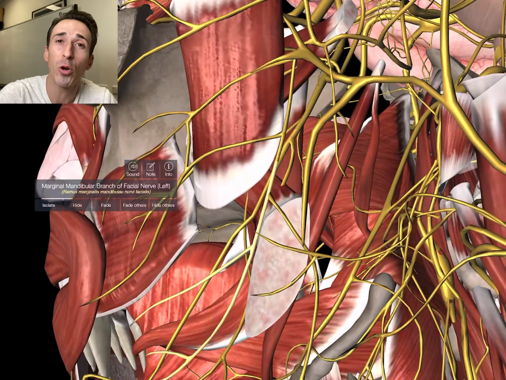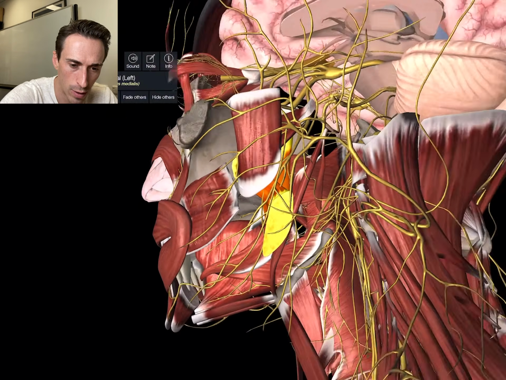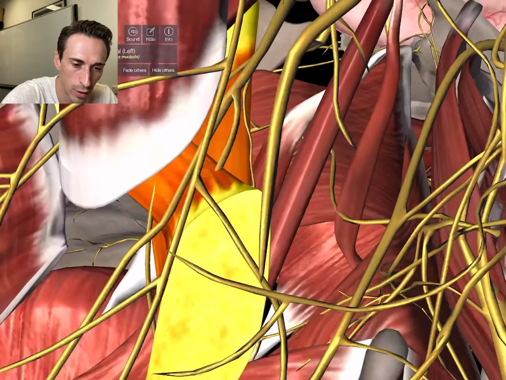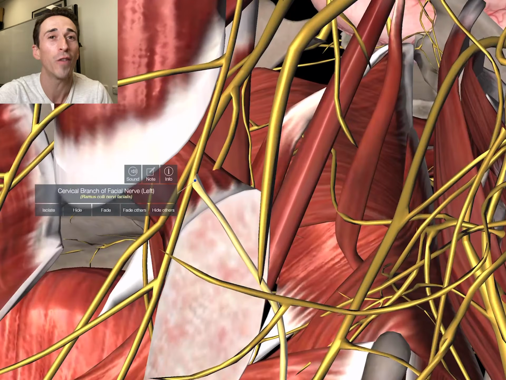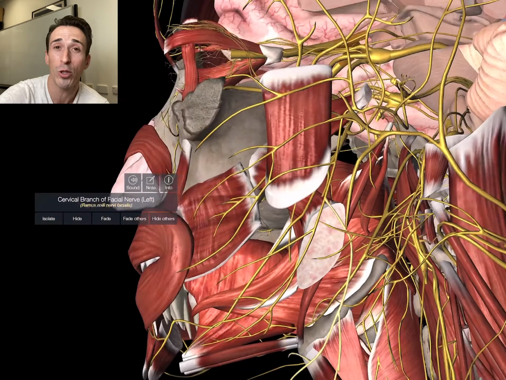We've got the marginal mandibular branch. That's 4. And we've got, if I can isolate it, the cervical branch, which is 5. These are the 5 branches of the facial nerve.